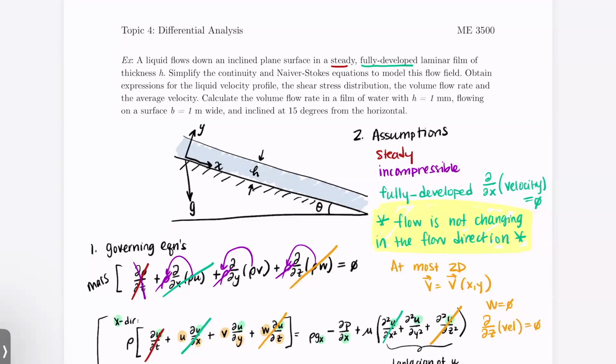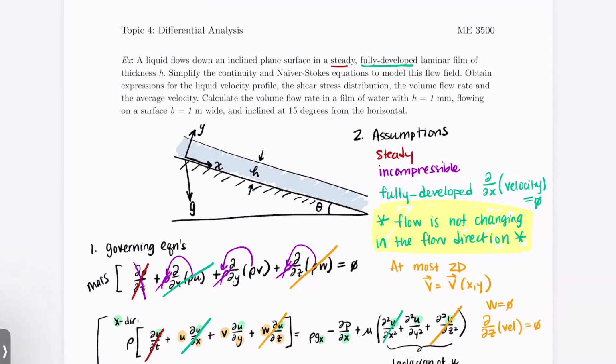Steady means time derivatives are 0. Incompressible means density doesn't change. The 2 new ones that we saw in this unit are fully developed. If a flow is fully developed, that means that in the direction that the fluid is moving, there's no change in velocity with respect to that direction.